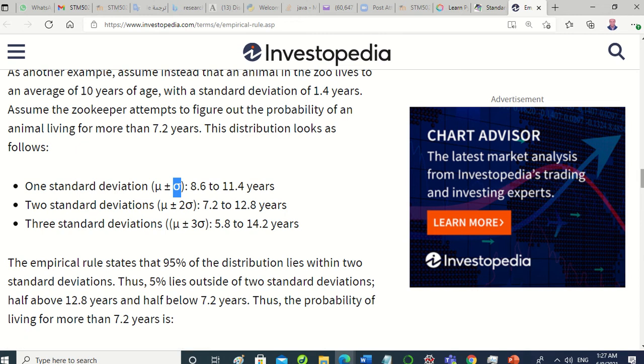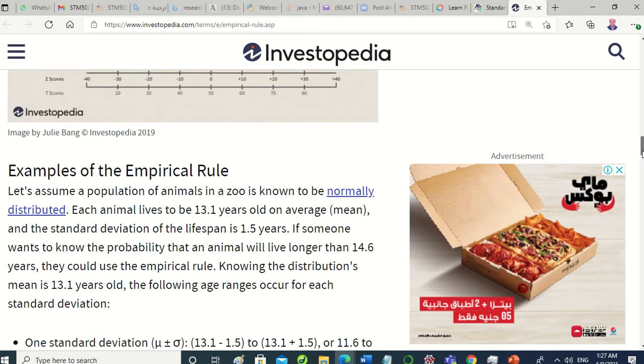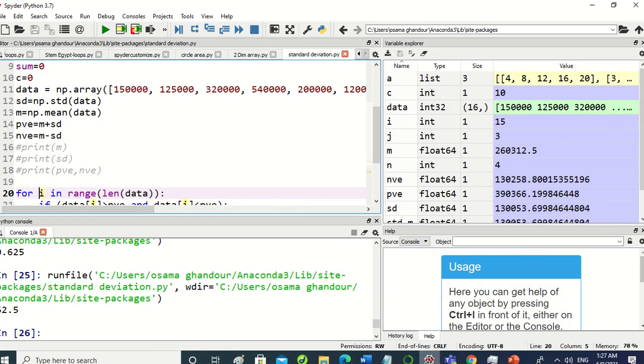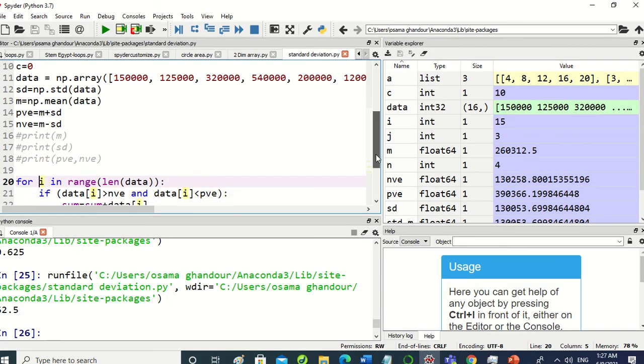This range in the graph is the narrowest range. This is the one standard deviation from here till here. Okay, we need all the prices inside this range. How to get it in the program? Let us see.